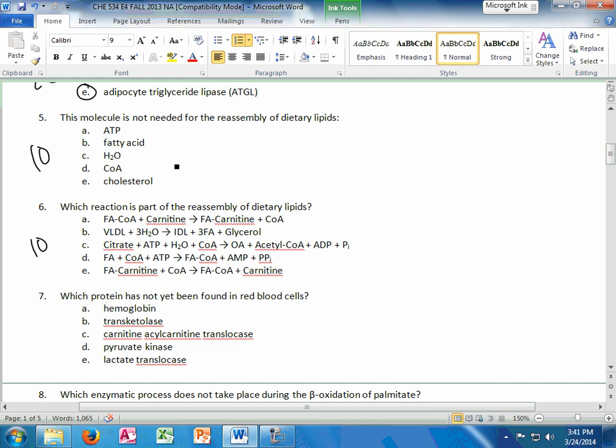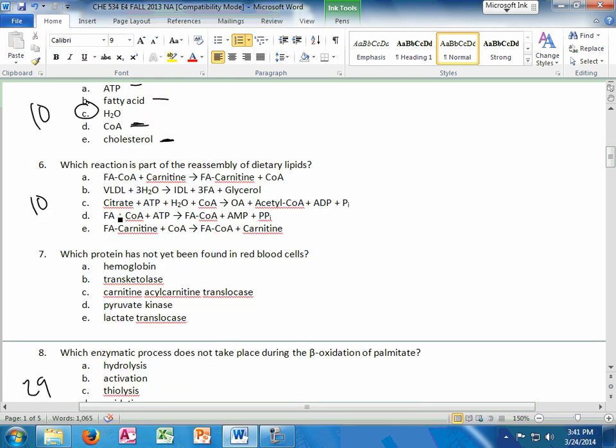This molecule is not needed for the reassembly of dietary lipids. So if you go to slide 10, you see that you take a fatty acid, use an ATP to put a CoA on it, and cholesterol is also used in the reassembly. Water is not used. Water is used in the mobilization of dietary lipids, but not the reassembly.